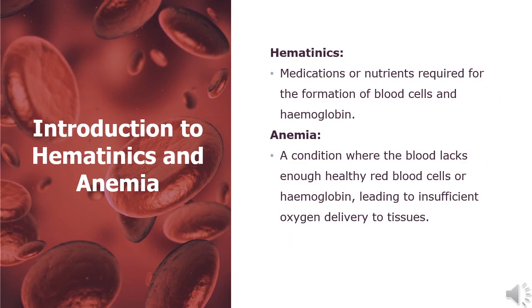Next, let's talk about haematinics and anemia. Haematinics are medications or nutrients that are required for the formation of blood cells and hemoglobin. Anemia is a condition characterized by a lack of healthy red blood cells or hemoglobin, which results in inadequate oxygen delivery to the body's tissues.